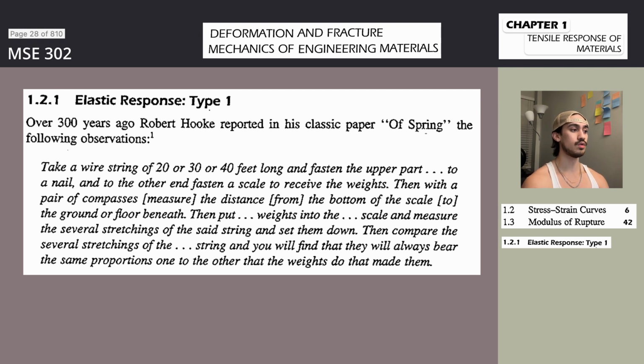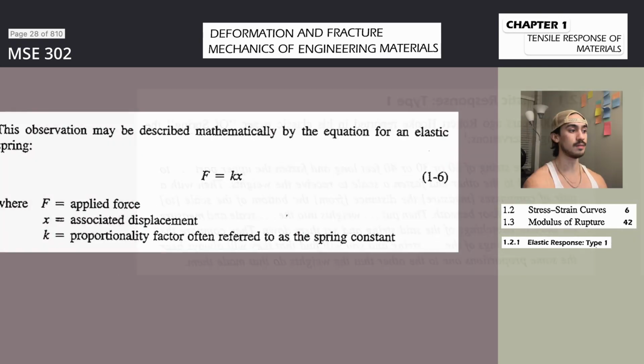Over 300 years ago, Robert Hooke reported in his classic paper on springs the following observations. Take a wire string of 20 or 30 or 40 feet long and fasten the upper part to a nail, and to the other end fasten a scale to receive the weights. Then, with a pair of compasses, measure the distance from the bottom of the scale to the ground or floor beneath. Then put the weights into the scale and measure the several stretchings of the said string and set them down. Then, compare the several stretchings of the string, and you will find that they will always bear the same proportions one to the other that the weights do that made them.